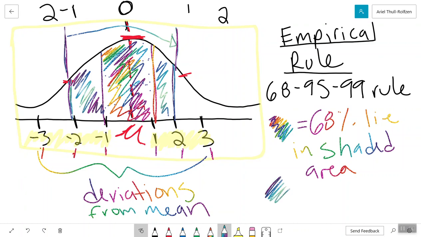And now when we're broadening our area, we can assume that the percent that lies in that area is going to be substantially more. This is the 95%, or 95% of the data lie between -2 and +2 deviations away from the mean.